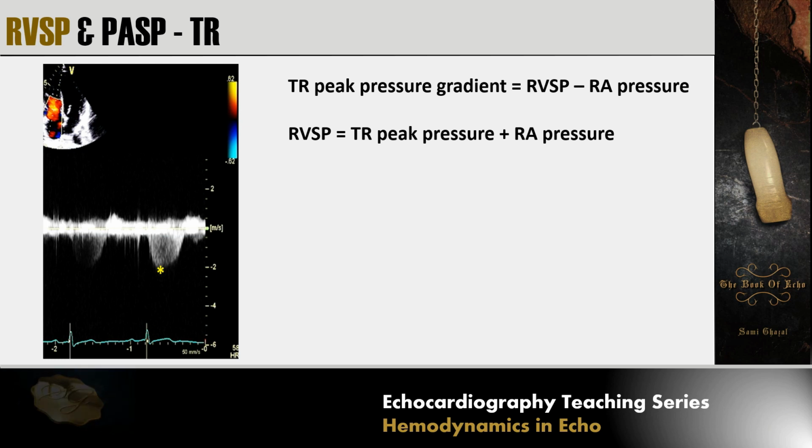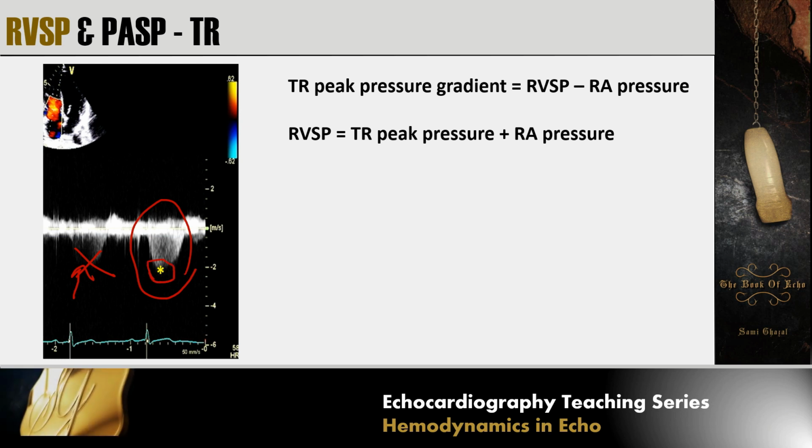We cannot use a flow like this because it will either underestimate or not accurately estimate the RVSP. So this one is no. If we have a good flow like this, we can measure the RVSP by measuring the peak velocity and converting it into pressure by the Bernoulli equation.